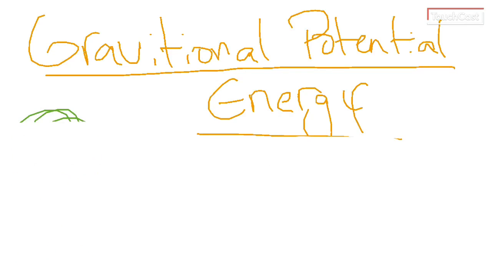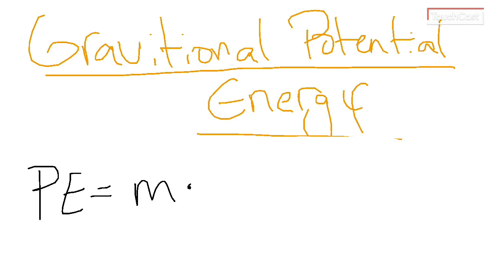Our math equation for this is potential energy equals mass times gravity times height. Mass is always measured in kilograms, so that's something we'll have to pay attention to. If we're in some other unit, we've got to get to kilograms.